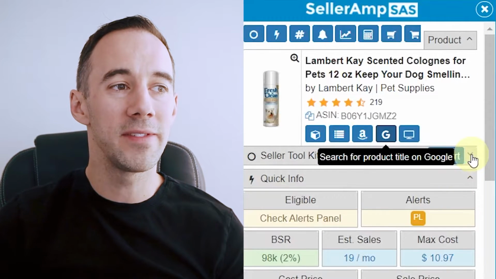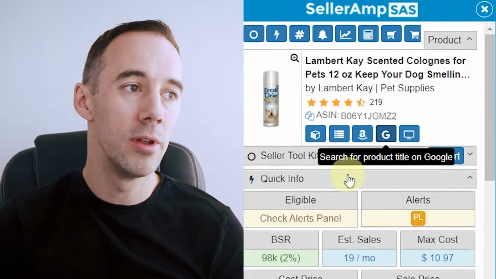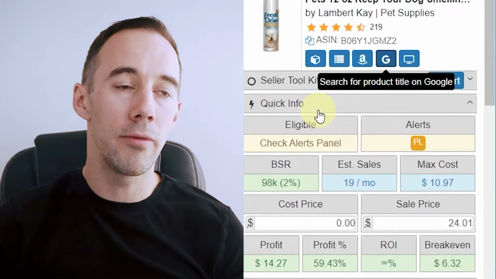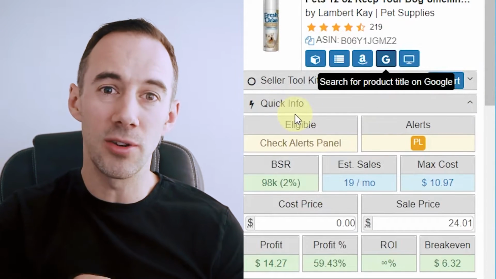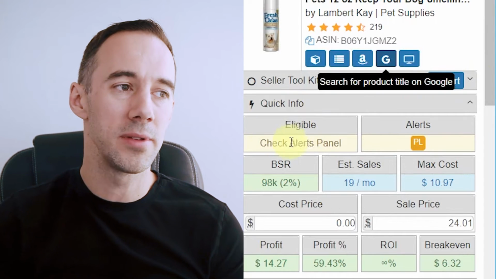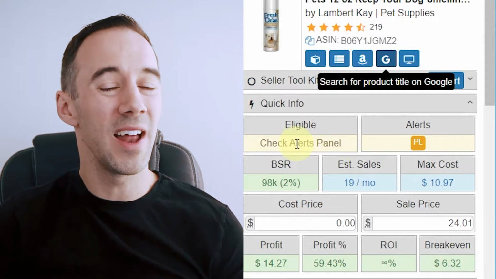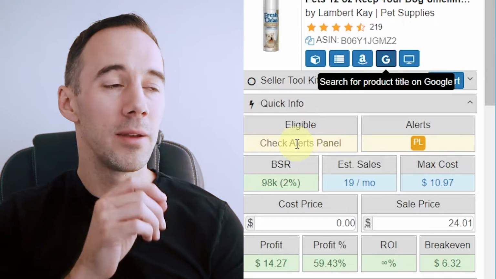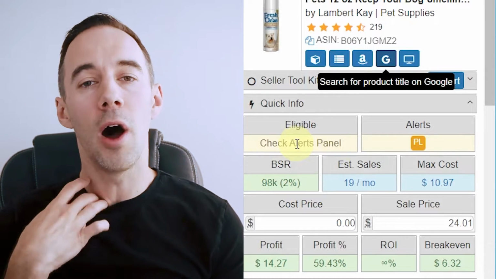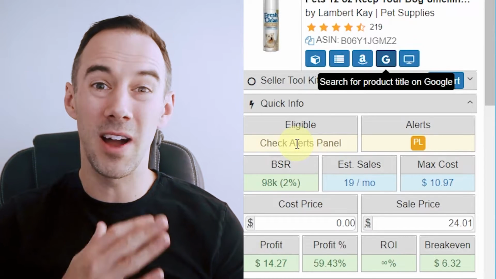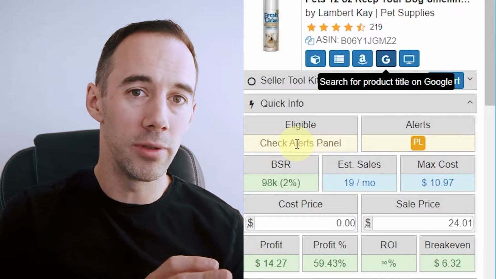Now, on top of that, we have Seller Toolkit, which I'll talk about later on. Now, the next one I have is the quick info. And I really like this because it just shows you information you need to know straight away. When you're logged into Amazon Seller Central, this is going to tell you whether you can actually sell this product or not. That's really important because if you can't sell it, I wouldn't recommend buying it. Definitely get yourself ungated first. And that's a really important thing to consider.